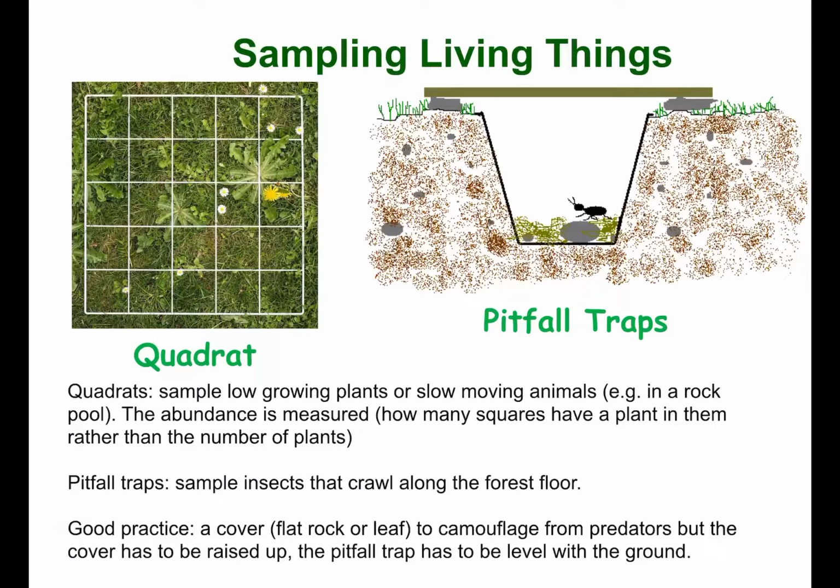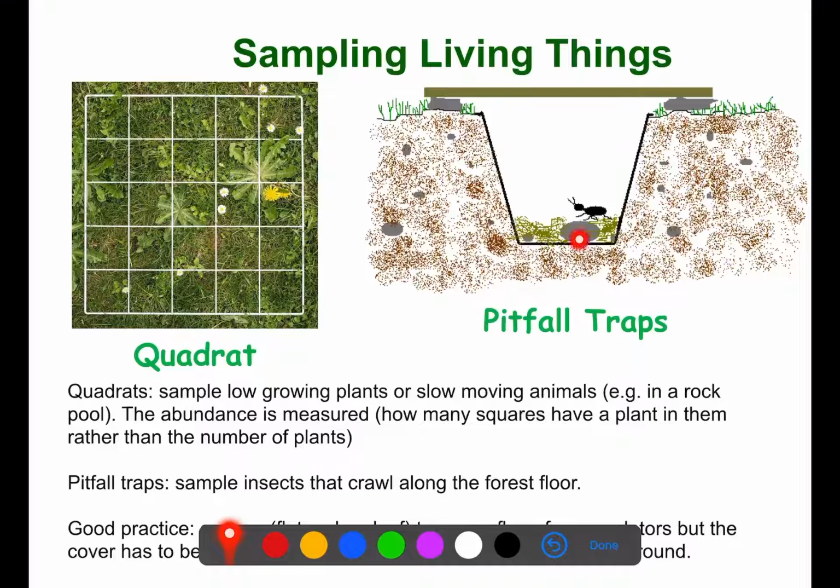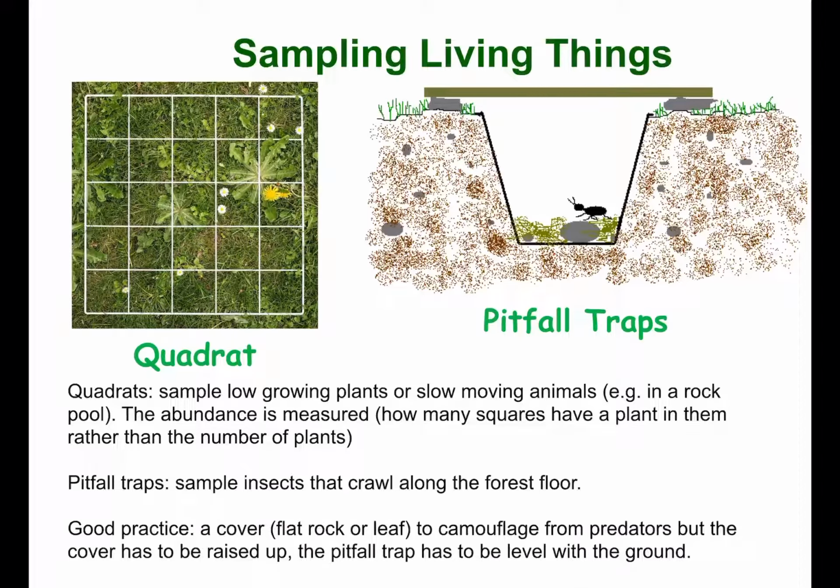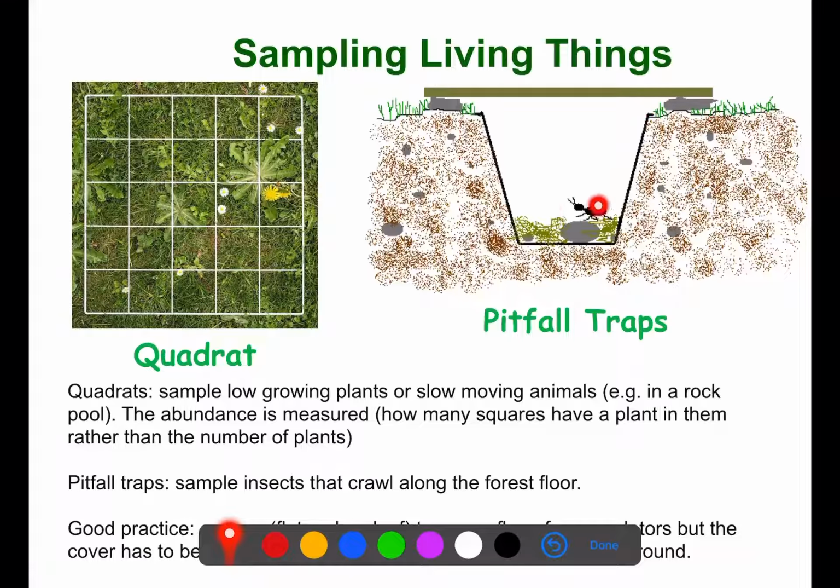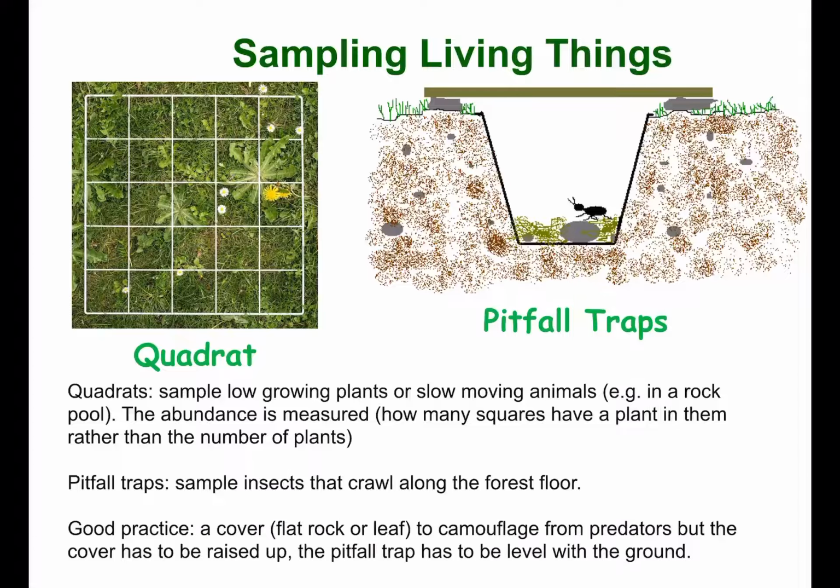If you're wanting to look at small insects, then you can set a pitfall trap. A pitfall trap is where you dig a small hole, you put some sort of cup into the hole, and then you have something over the top to cover it. The insects can then crawl along the ground and fall into the trap, and then you can go along and count them. So this is something that you actually could go out and do in your garden.